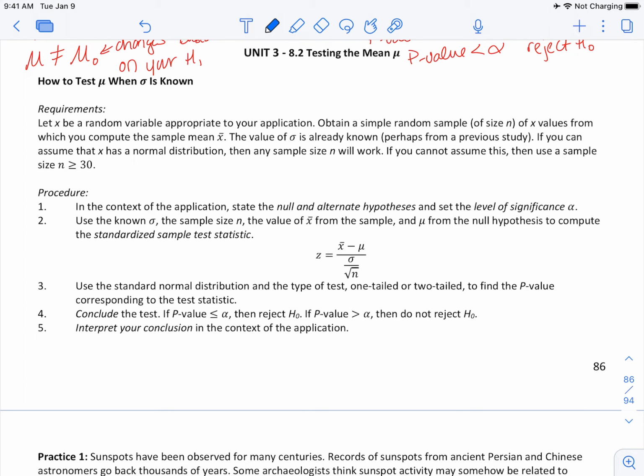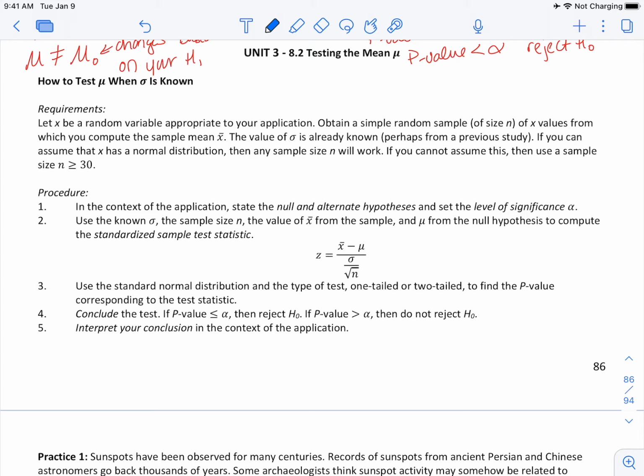Hi everyone. Today we're doing notes for 8.2, testing the mean mu. So how to test mu when your sigma is known. x has to be a random variable appropriate to your application. Obtain a simple random sample of size n of x values from which you compute the sample mean x bar.